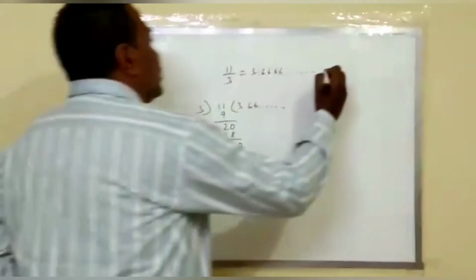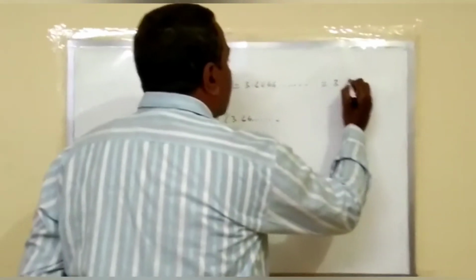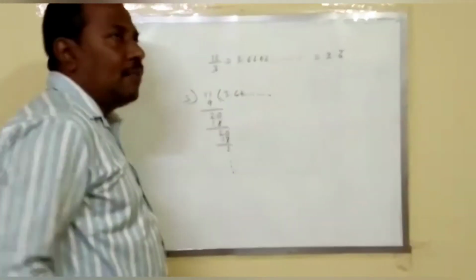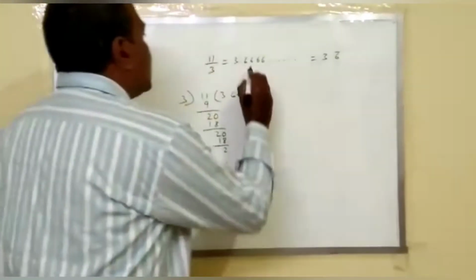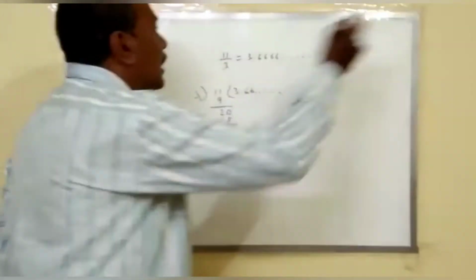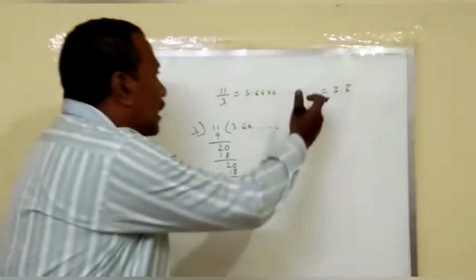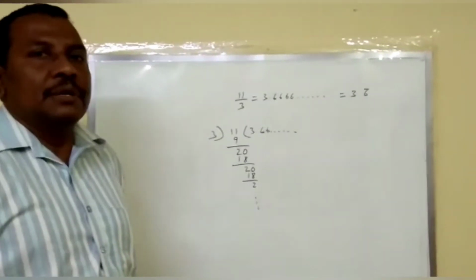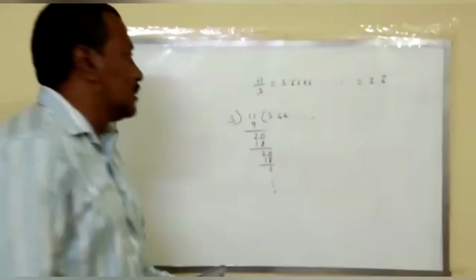This can be written in short as 3.6 bar. Why have I written 3.6 bar? Because 6 is the digit after the decimal point which is repeating continuously. So we can write 3.6 bar in short for a non-terminating repeating decimal.